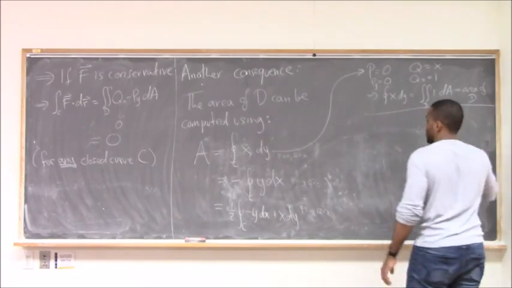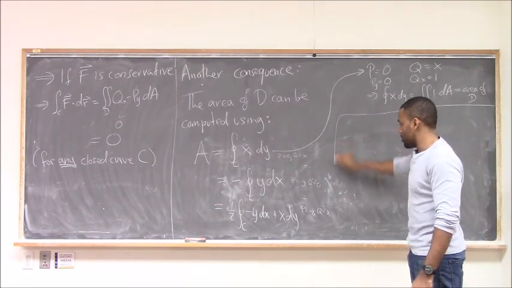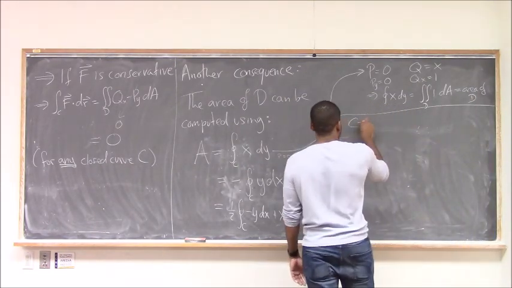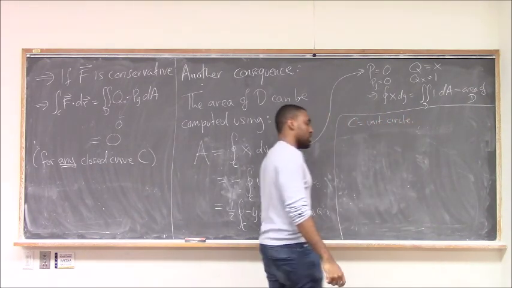I didn't really want to give one. It's just an alternative formula. But let C be anything that you know the area of. What do you want it to be? Unit circle. Right? That's a piecewise smooth closed curve.